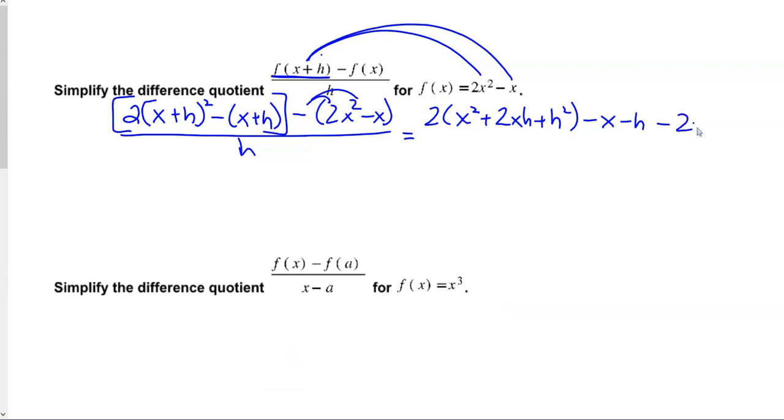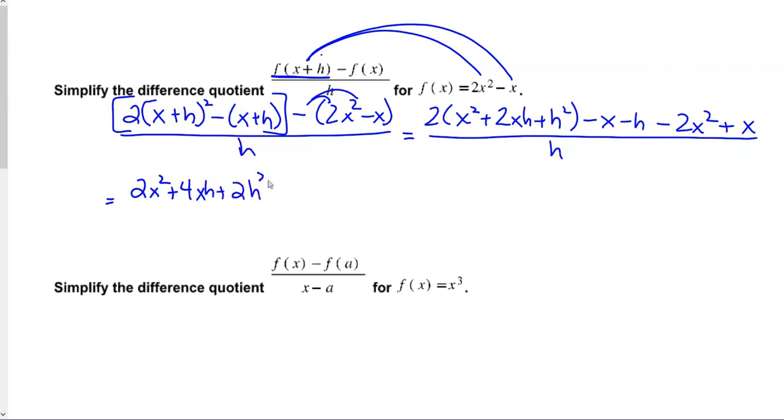Then I'm going to go ahead and distribute that negative on top, which becomes a minus 2x squared plus x, all over an h. Now I'm going to continue over here because I still need to distribute that 2 first. 2x squared plus a 4xh plus a 2h squared minus the x minus the h minus the 2x squared plus x all over h. So it does take a lot to write it out sometimes, so please make sure that you do so.